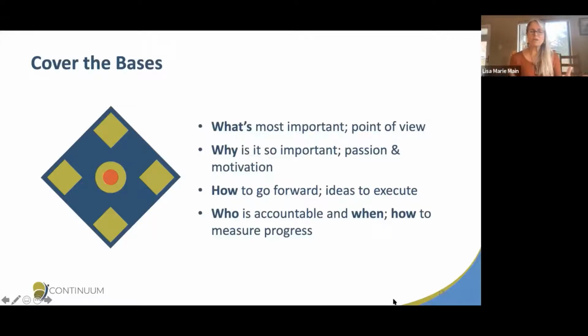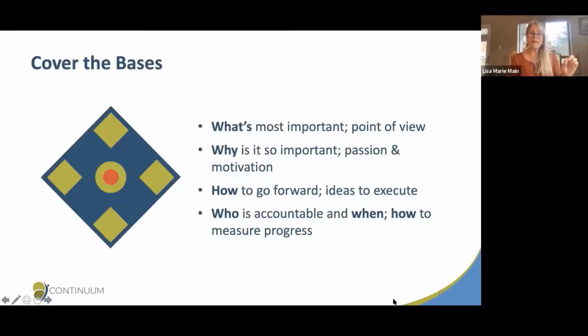Basically, the way that it works, if you look at the diamond, there's a red spot in the middle. That red spot represents the topic that we're all looking at. So let's say, for example, today we're going to look at what this leadership team's core purpose is, and what you do and why you do it. That's what we're all looking at.